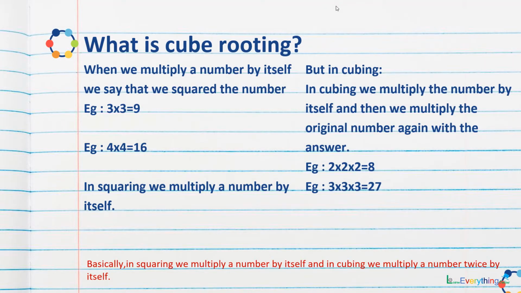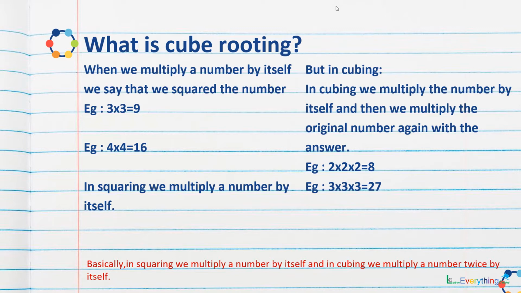What is cube rooting? When we multiply a number by itself, we say that we squared the number. Example, when we multiply 3 into 3, we get the answer 9, which is the square of 3. When we multiply 4 into 4, we get 16, which is the square of 4. In squaring, we multiply a number by itself. But in cubing, we multiply the number by itself and then we again multiply the original number.